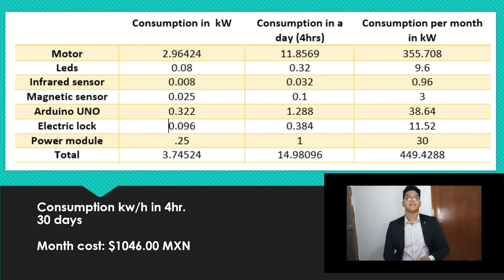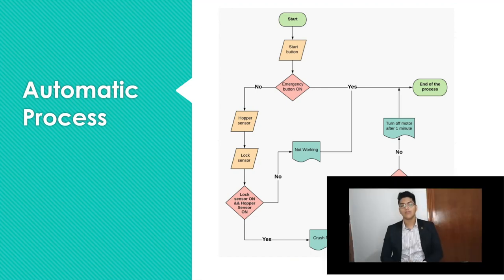The project has a consumption of 3.74 kilowatts per hour, which equals around 15 kilowatts a day and 450 kilowatts per month, with a monthly cost of 1,046 pesos.